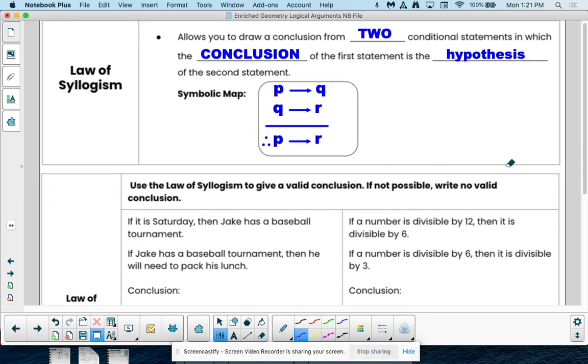Okay, so law of syllogism allows you to draw a conclusion from two or more conditional statements. Your conclusion from your first statement becomes the hypothesis of your second statement.